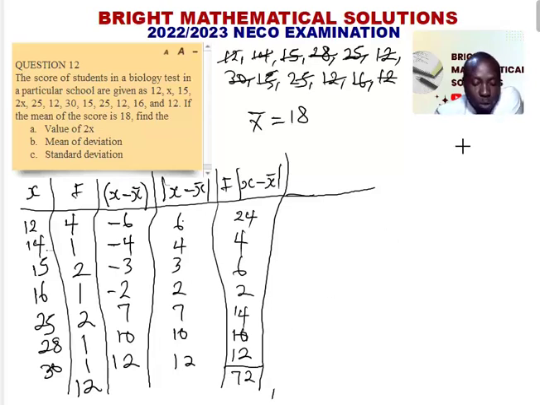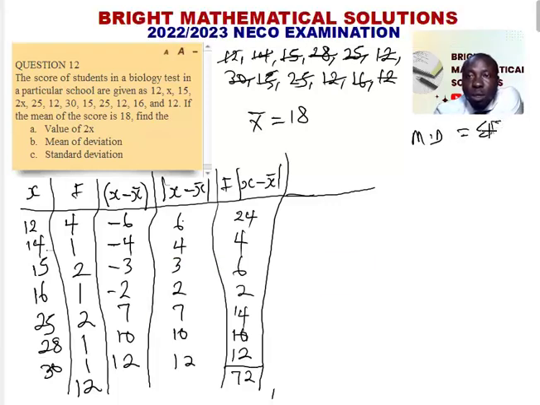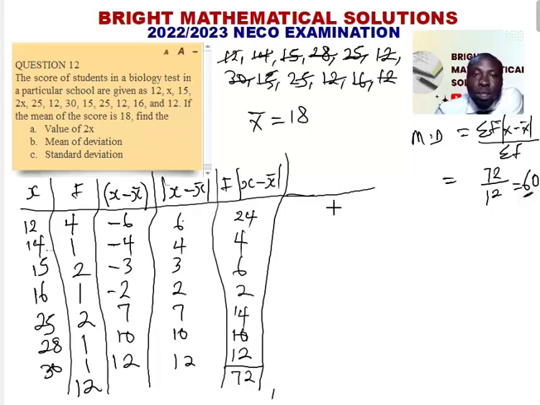Now, for mean deviation, the formula is summation f times absolute value of x minus x bar, all over summation f. So this gives me 72 divided by 12, which is 6. Now the next question is the standard deviation.